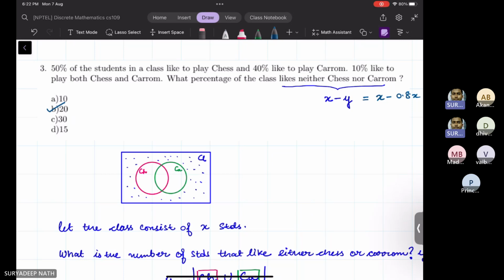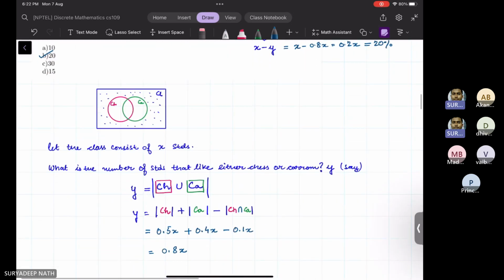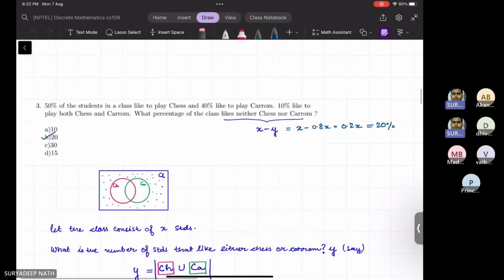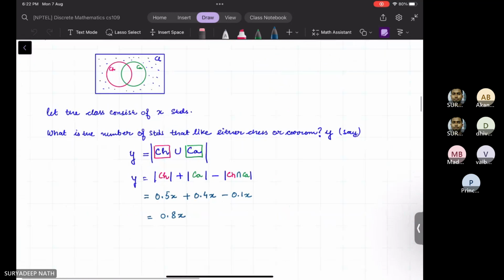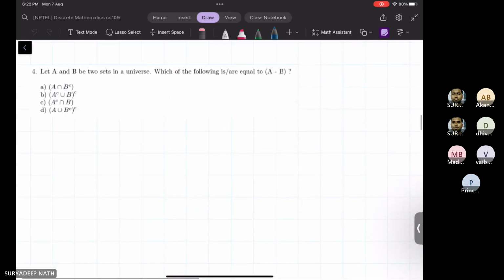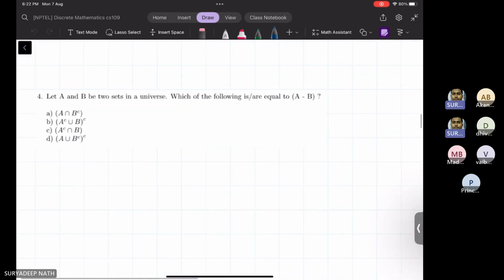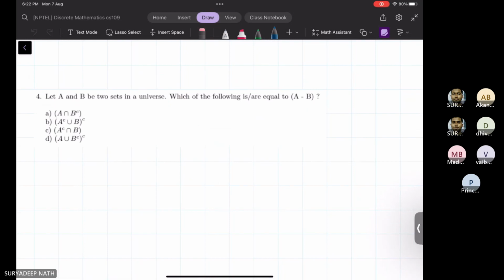All right. So I hope this is clear. Let us move on to the next question. Coming to question number 4. So let me paste question number 4 first.